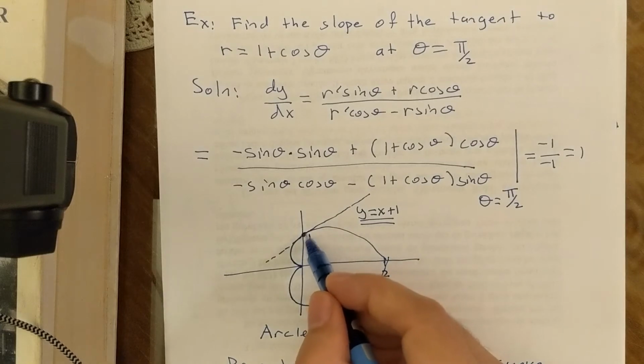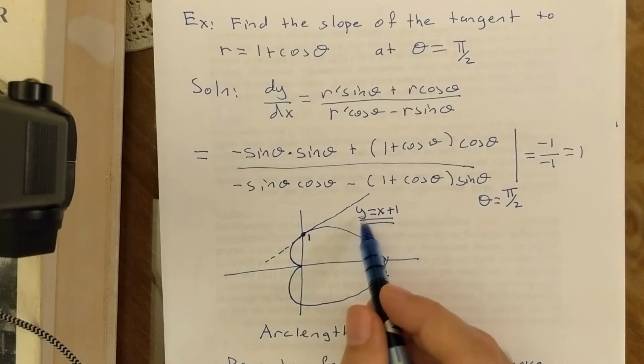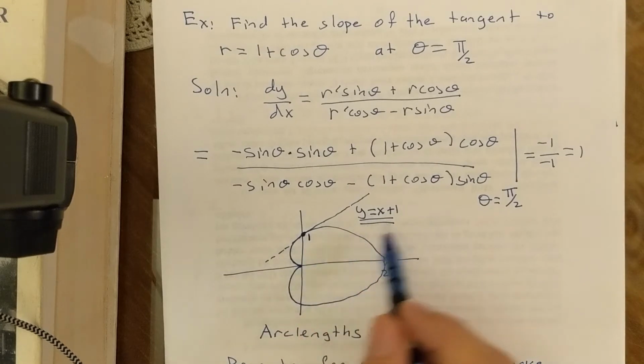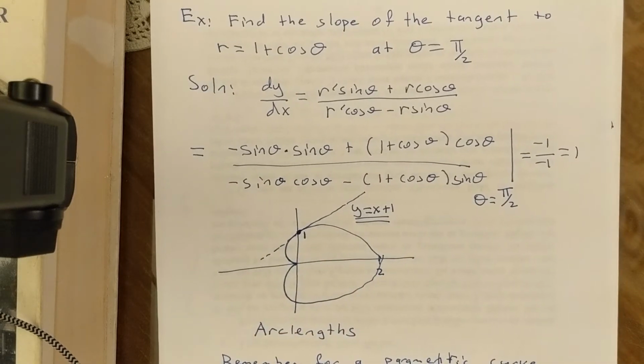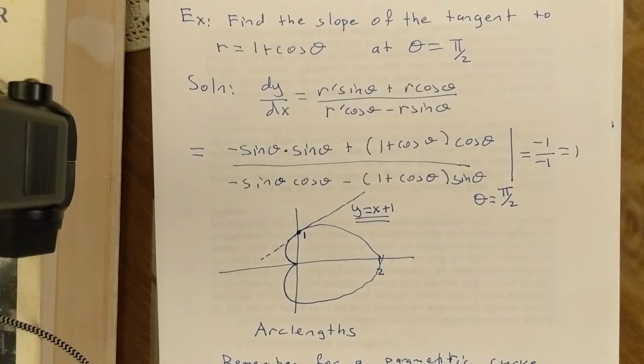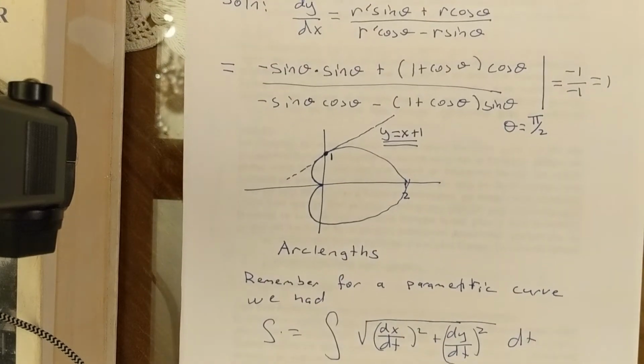So that says, well, which line is that? Well, I know it crosses the y-intercept at 1. The slope is 1, so I write 1 times x, plus the y-intercept, 1, okay? So y equals x plus 1. So if you wanted to get the slope of the tangent line, that's that. Okay, so you can apply that to more problems.